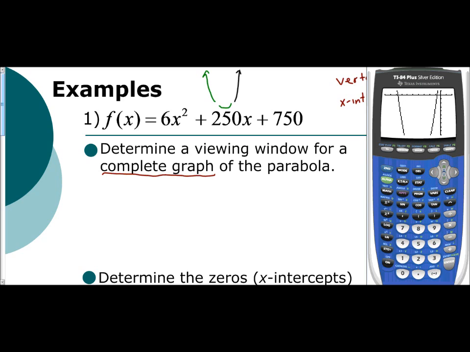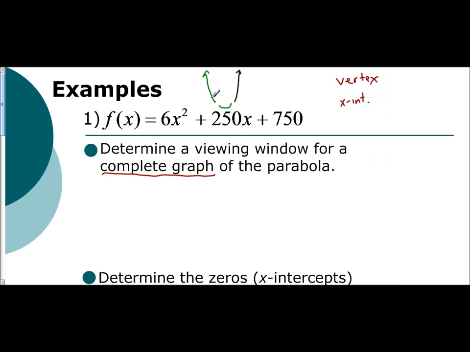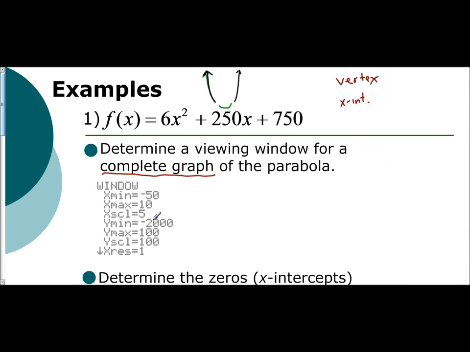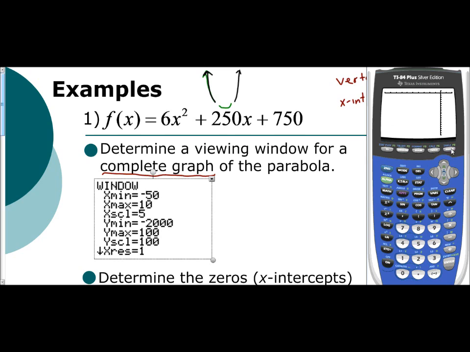So I've completed this part of my graph. I'm missing the vertex part. And so what that means is I'm going to have to change my window size, my y minimum, and go down. So I tried -1000, that didn't work. So let's try -2000. I'll still keep the y scale because that's only going to be 20 dashes, 20 intervals. And so this is the viewing window I'm going to use. Let's take a look and see what happens.